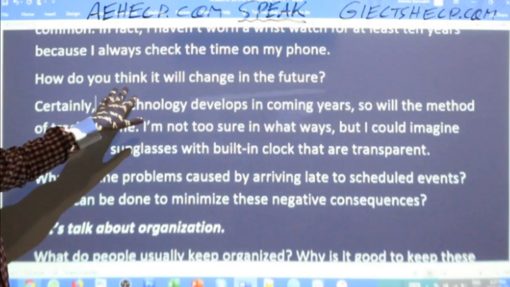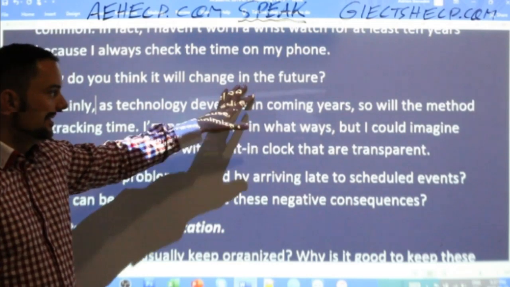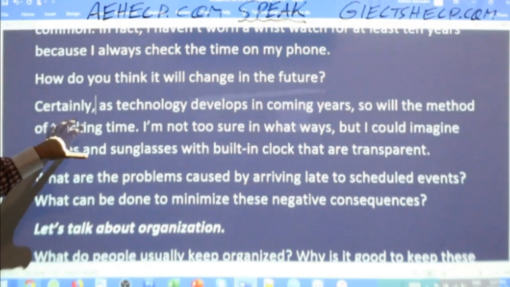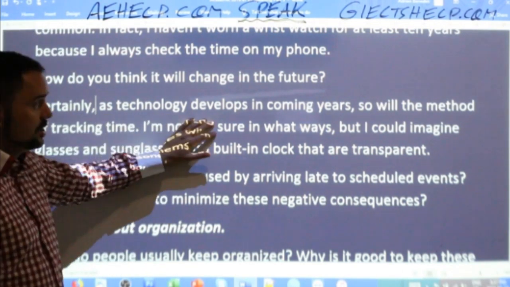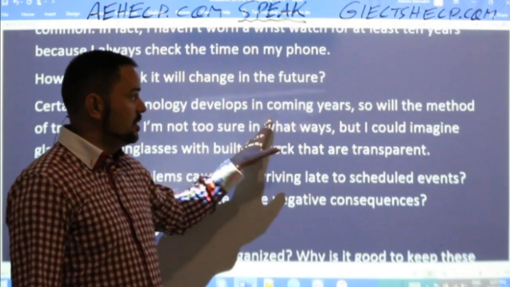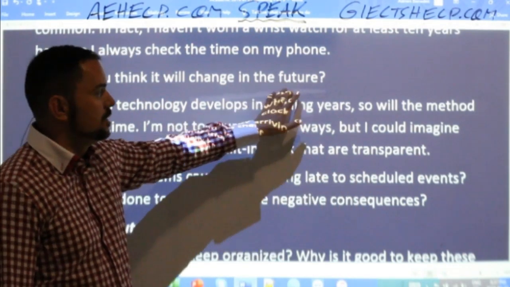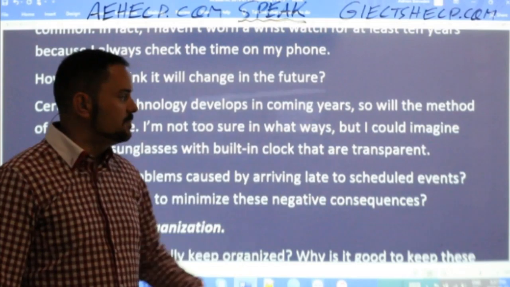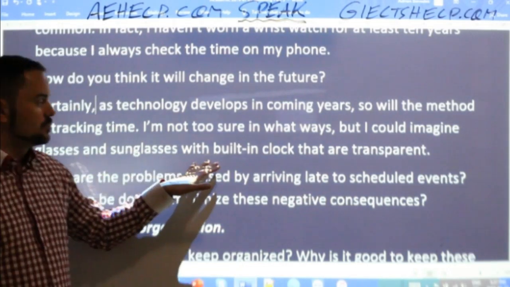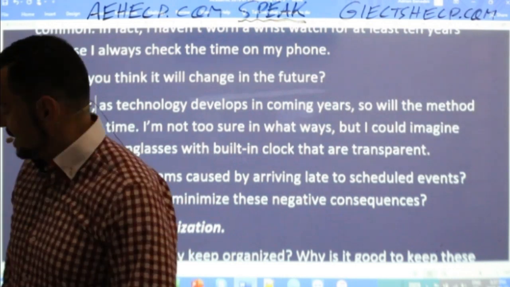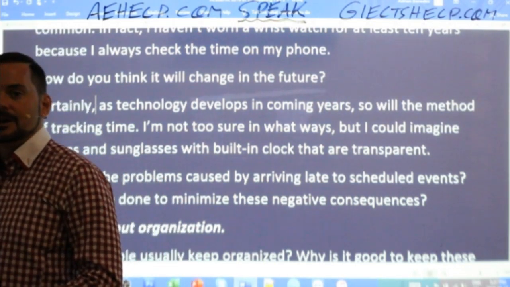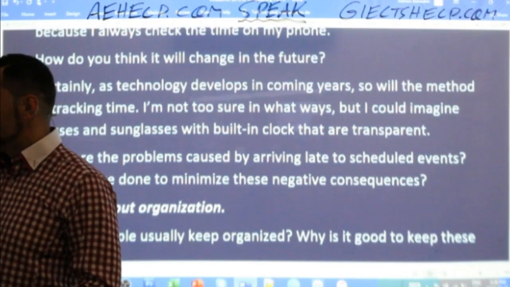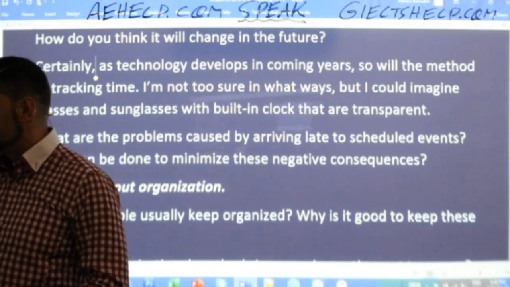So when you have this question of change in the future, most often we live in the age of technology and information. You can use this kind of a sentence. Certainly, as technology develops in coming years is a nice paraphrase for in the future. So will the method of tracking time. I'm not too sure in what ways, but I could imagine glasses and sunglasses with built-in clocks that are transparent, right? Like the Google glasses, I believe they're called. All right, good job. Let's go to the next question.